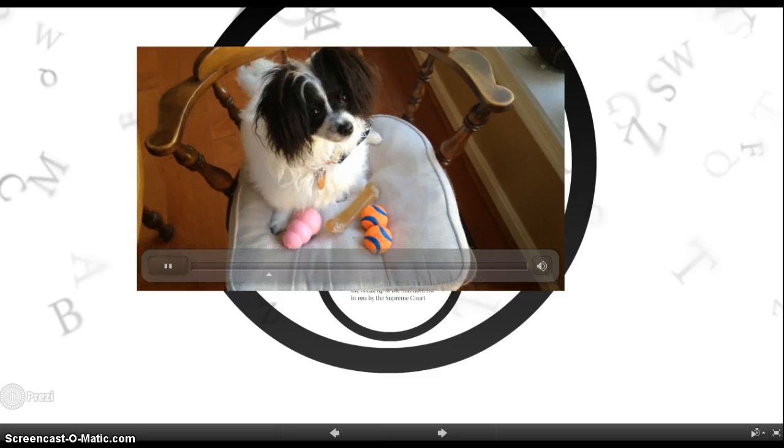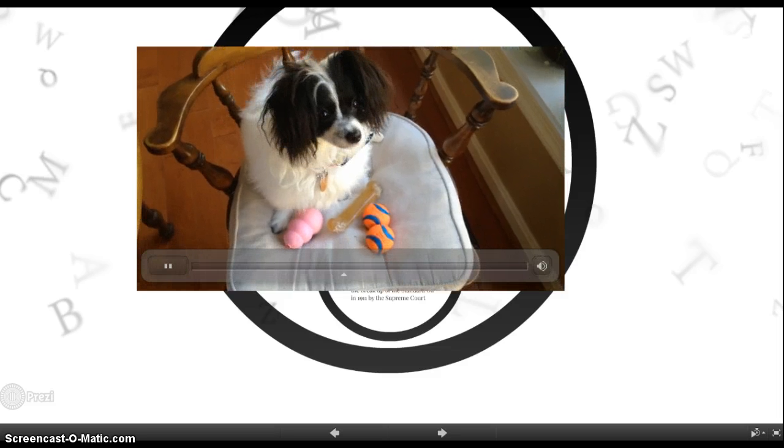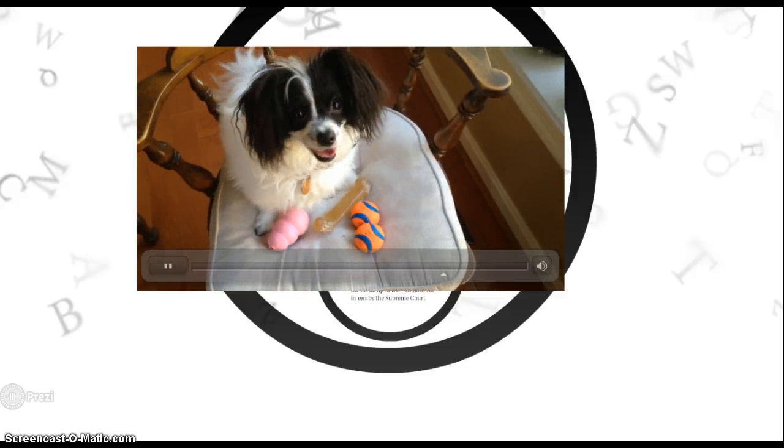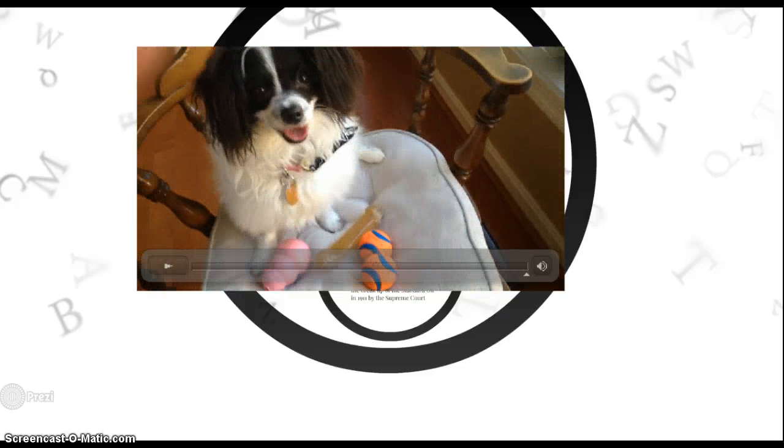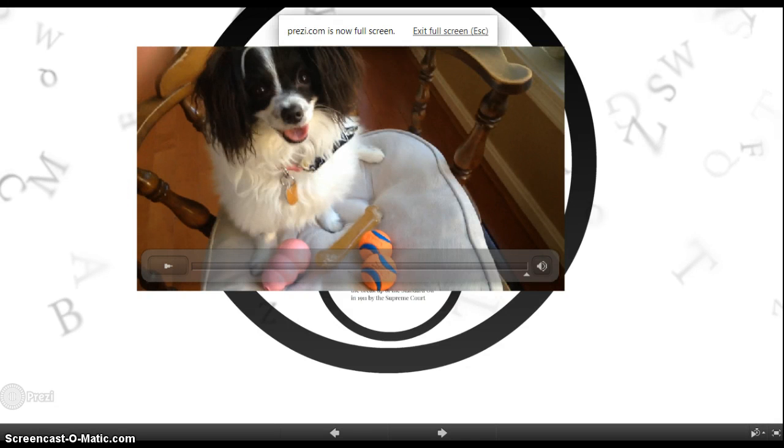You can see Bella sitting in front of her toys. She has a monopoly on them. No one else is touching them. No one else can take them from her. She is the one in control.